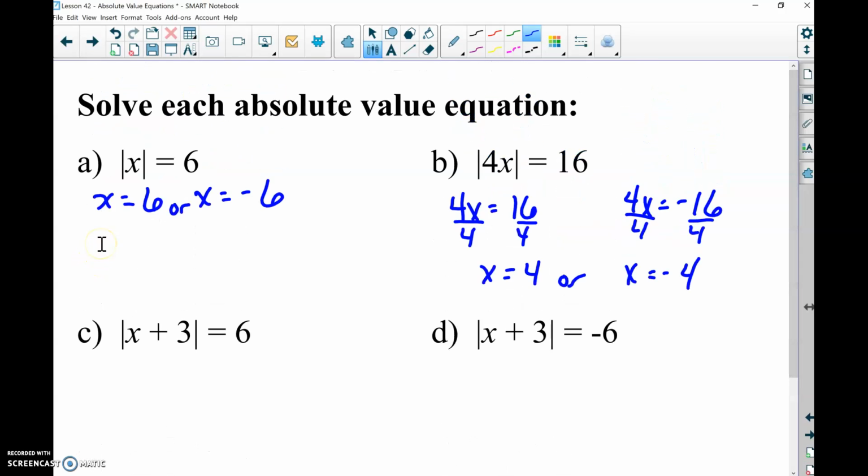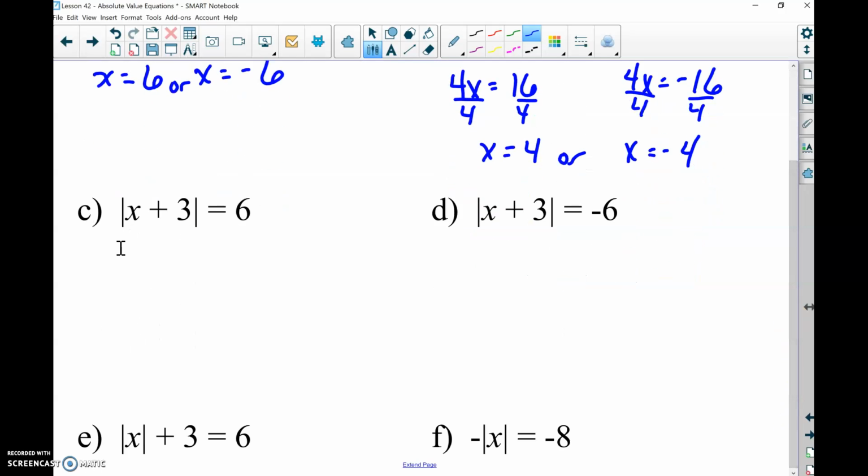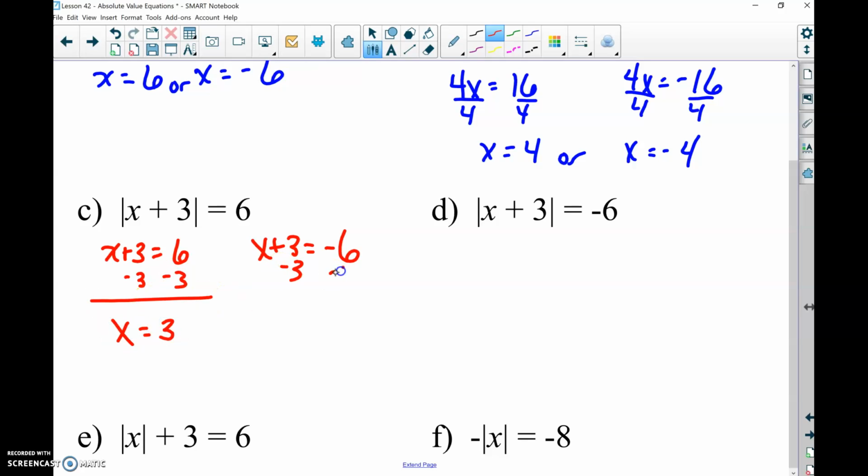So here for letter C, take what's inside the absolute value, set it equal to the thing on the other side of the equation and its opposite. To solve this, I subtract 3. And my solutions are 3 or negative 9. Now, truthfully, we should probably check all of these by plugging those values in and making sure they make the equation true.